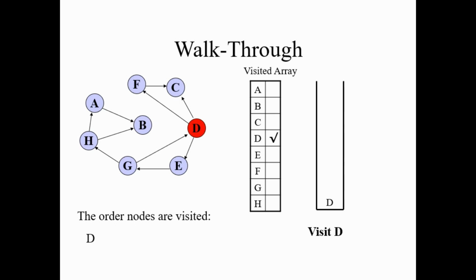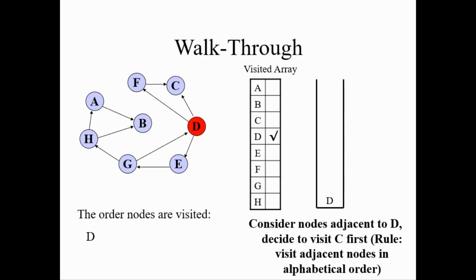Now there are three paths, C, F and E, that are directly connected to D, or in short, from where we can go from D. So we visit that node. We can visit any node in any order, but let's say we visit them in alphabetical order. Because C comes first, we decide to visit C next.